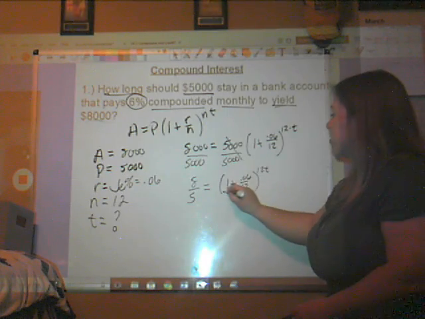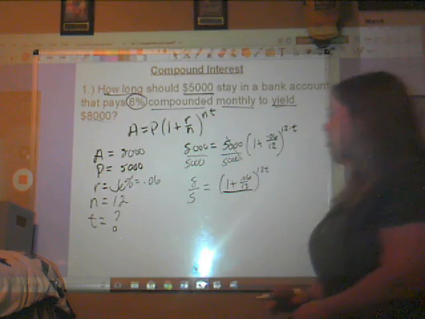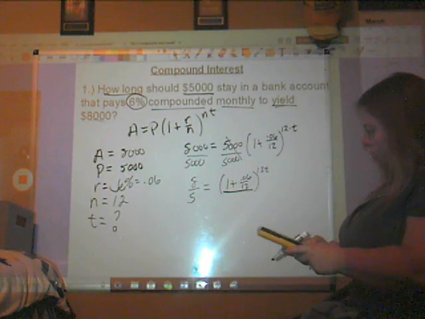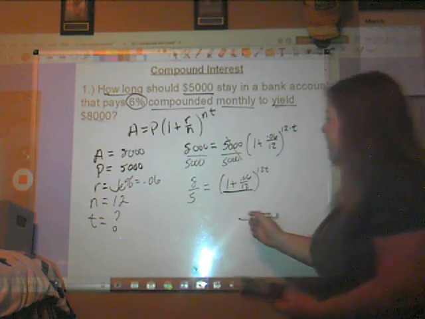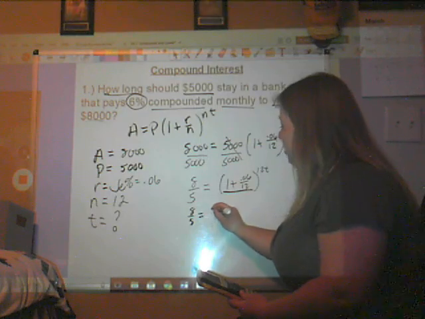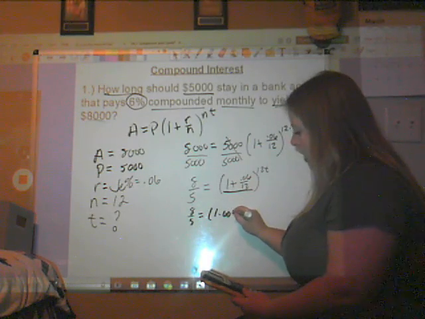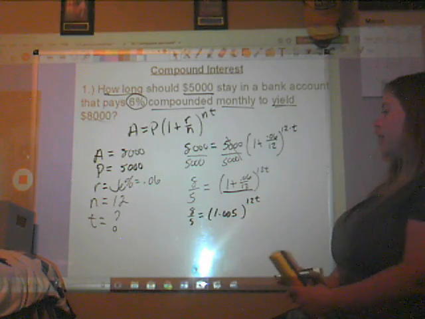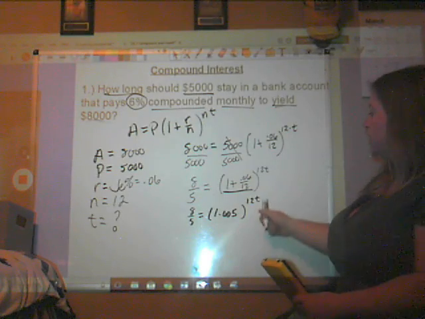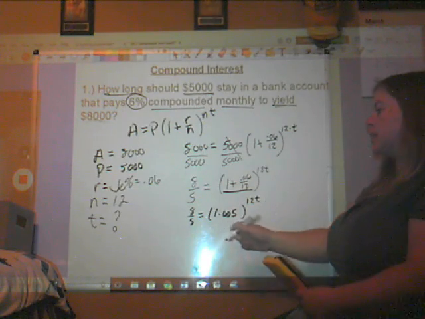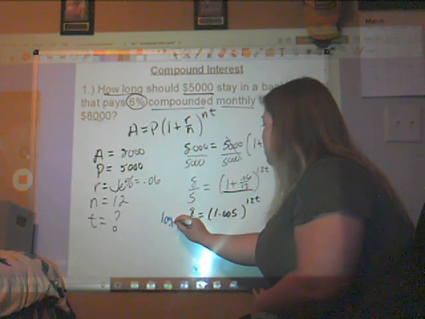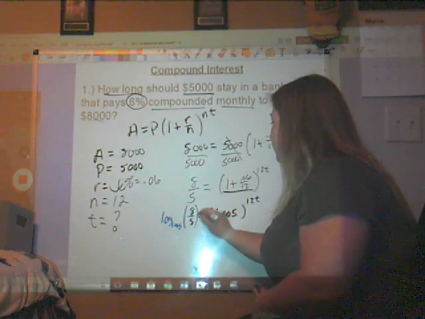Now, everything in here is all numbers, no letters, so we're going to type that in our calculator. We get 1 plus 0.06 divided by 12, and that gives us 1.005, and that's exact. So 8/5 equals 1.005 to the 12T. Now remember, in order to get something out of the exponent, we have to get rid of this base. So we are going to take log using this base. We're going to say log base 1.005 of everything.